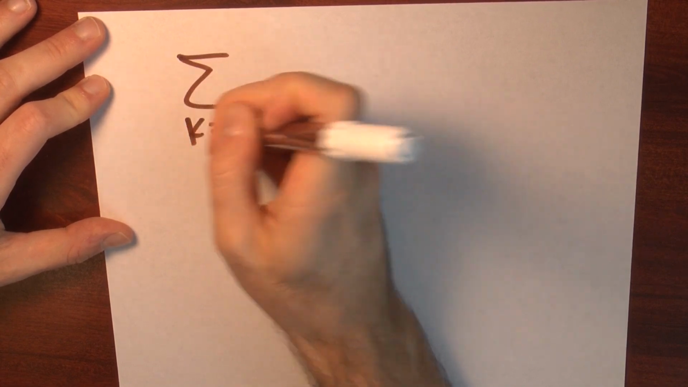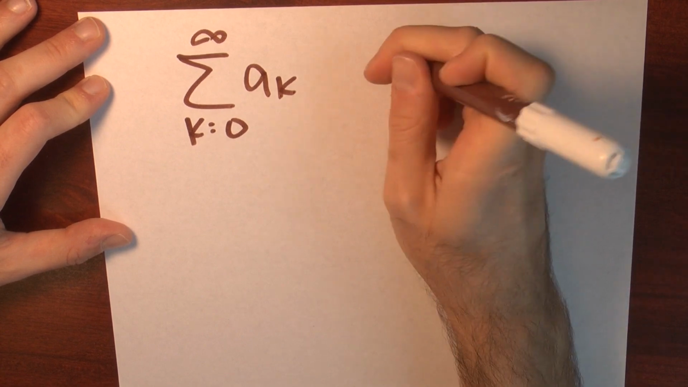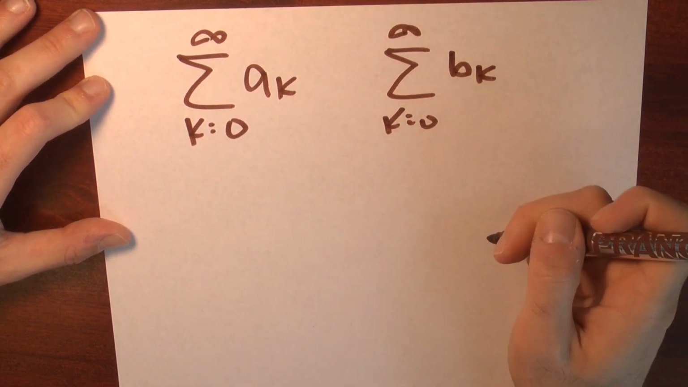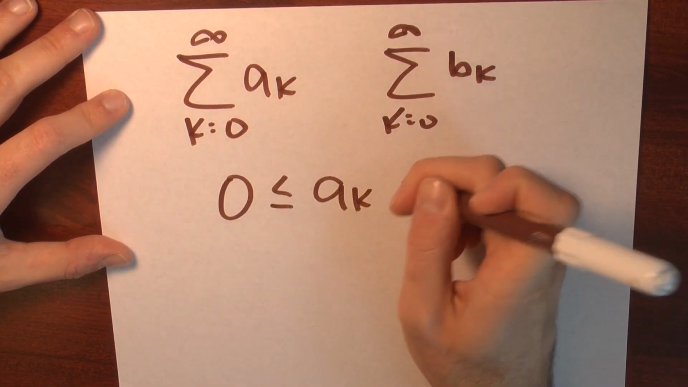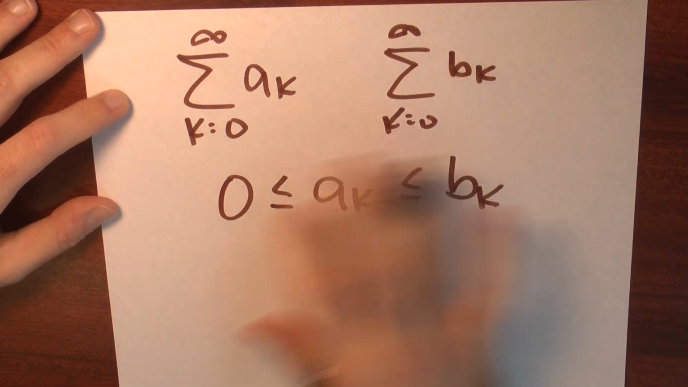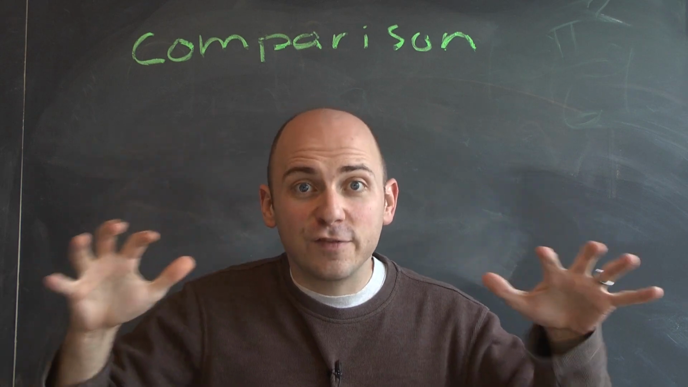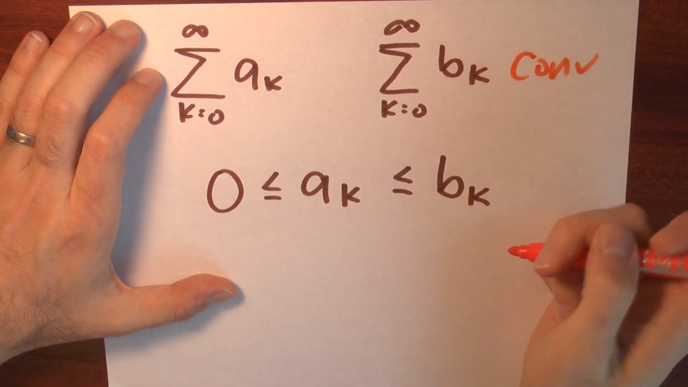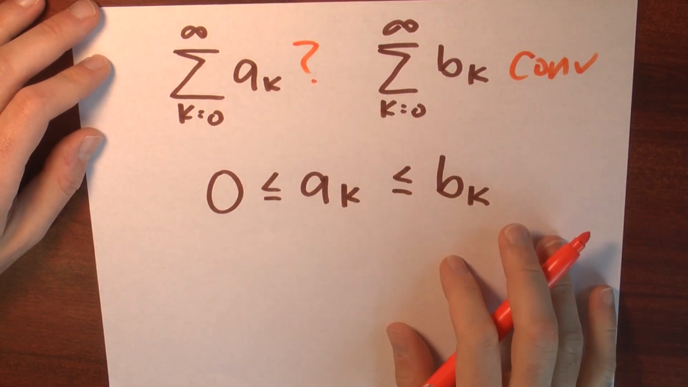So here's the usual setup. I'm imagining that I've got two series. I'll use k as the index. The sum k goes from 0 to infinity of a sub k, and another series, k goes from 0 to infinity of b sub k. And I'm supposing that 0 is less than or equal to a sub k is less than or equal to b sub k for all k. I'm imagining that the sum of the b sub k's converges. So I'm going to be assuming that this series converges, and then I'm wondering about this series. Does that series converge or diverge?